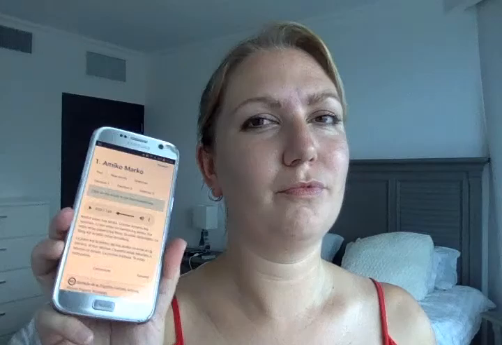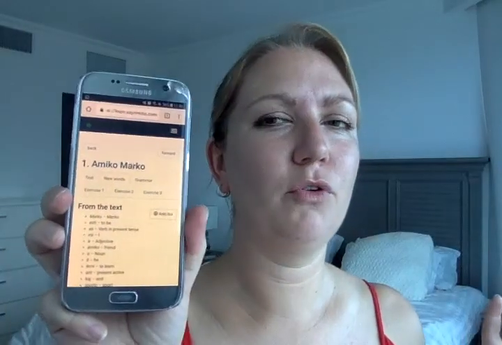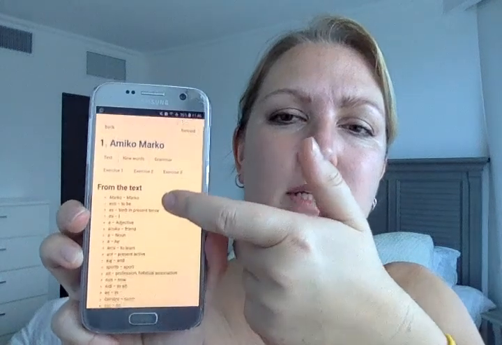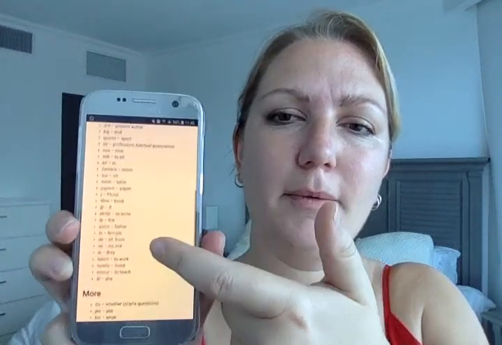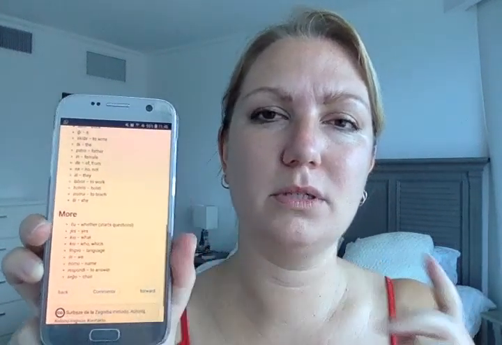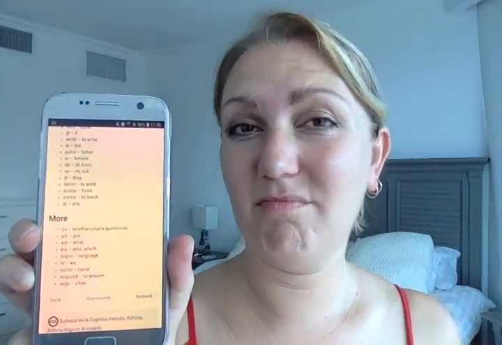So once you've listened and read, you click on new words, and that'll give you a vocabulary list of all the words that were used in that recording, and it gives you a few bonuses at the bottom as well. So you'll get a handful of vocabulary straight off the bat. Again, it's quite daunting to look at if you don't already know some Esperanto, but it is worth spending some time on this. It's really useful.